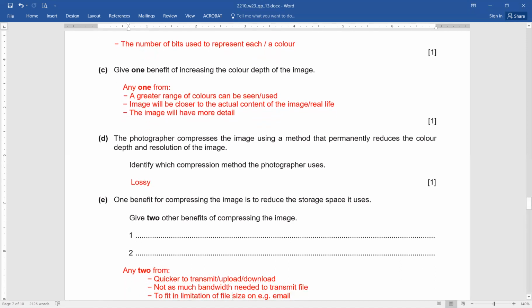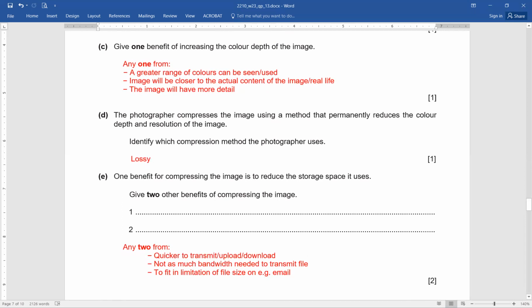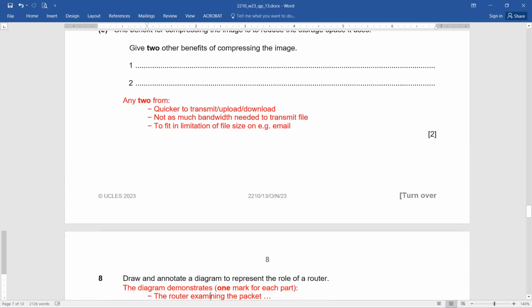Quicker to transmit or upload or download the data. Not as much bandwidth is needed to transmit the files. To fit the limitation of file size on email, for example. Whenever we are sending data through emails, there's a limit to the size it can have. So this is also one of the benefits: if you talk about the limitation given to your file sizes, especially when you are sending an email, then that will be possible if you have compressed the file. See, so simple.